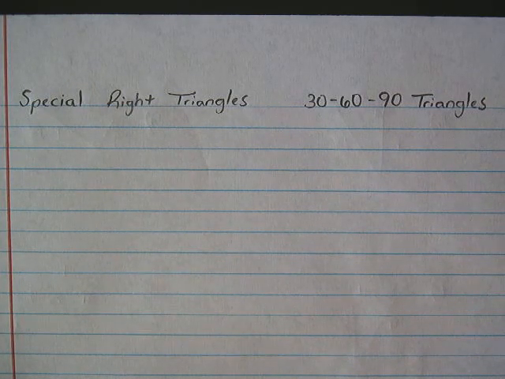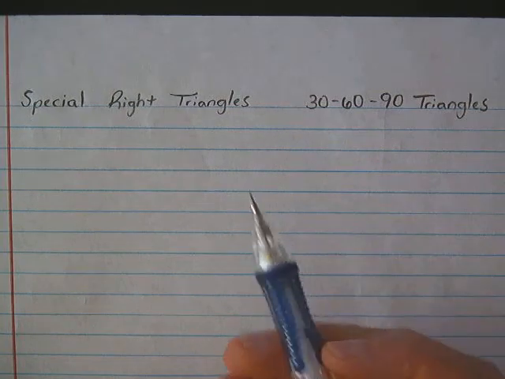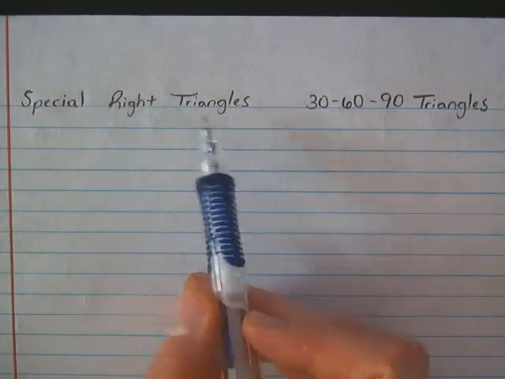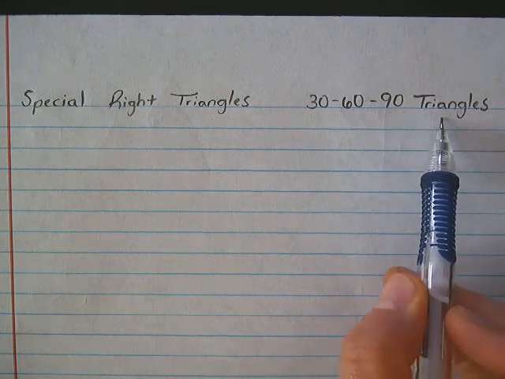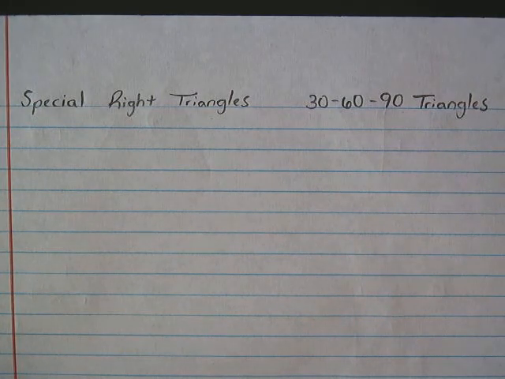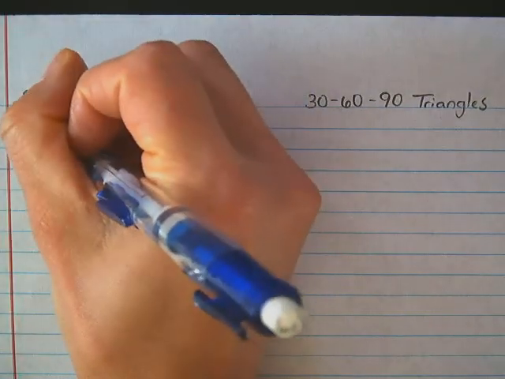Yesterday and the day before, we learned about 45-45-90 triangles, the properties specific to those types of triangles, and how to use those properties to solve problems related to them. Today, we're going to learn about a different type of special right triangle, called a 30-60-90 triangle.